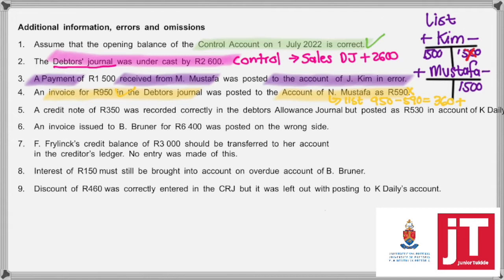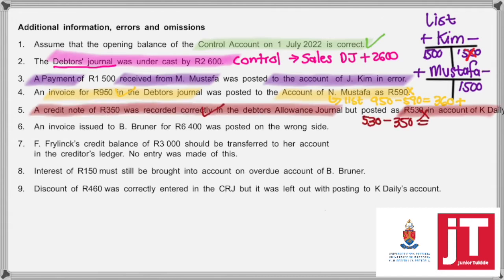to K Daly's account. Yet again, the list is incorrect because the total is correctly recorded in the journal, so the control is fine. The list is the error. Get the difference between the correct amount and the wrong amount. So the 530 minus the 350 is 180 rand difference. And the 530 is more than the 350. So I must minus off the 180 rand from Daly's account.